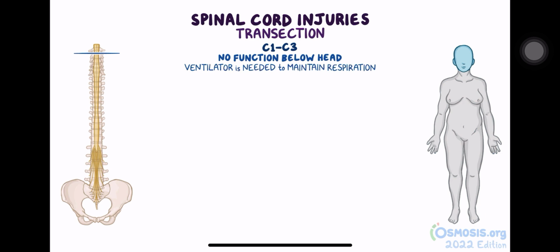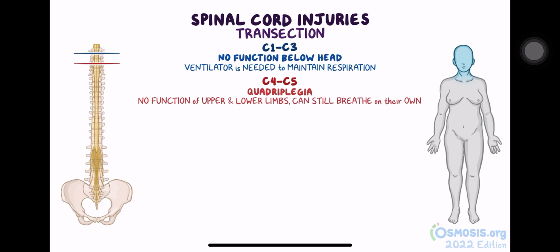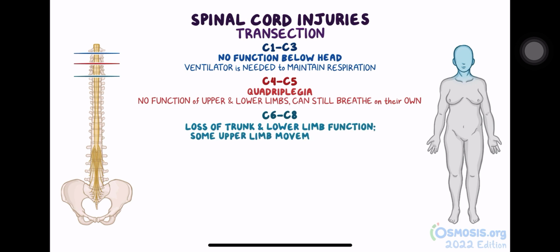If transection happens between C4 and C5, then the individual will suffer quadriplegia, meaning they have no function of their upper and lower limbs or trunk. However, they can still breathe on their own since the phrenic nerve is spared. If transection happens between C6 and C8, then there's still a complete loss of trunk and lower limb function. However, some movements of the upper limb will still be intact, allowing for functions such as feeding or using a wheelchair.